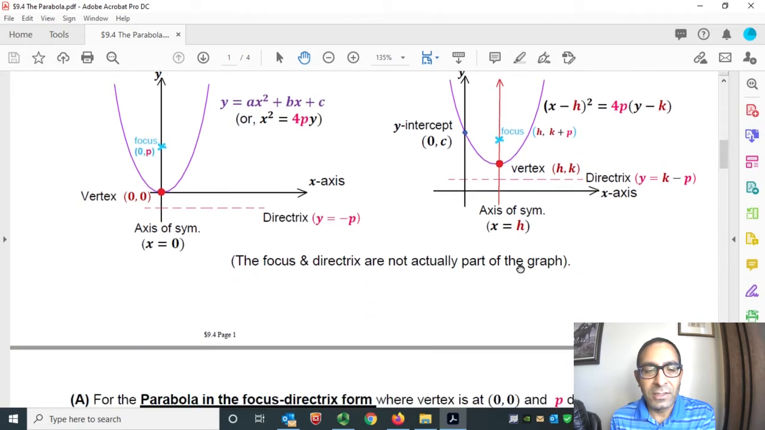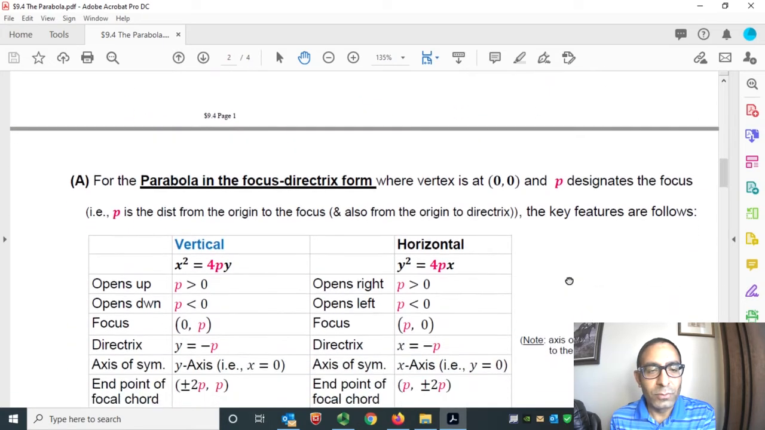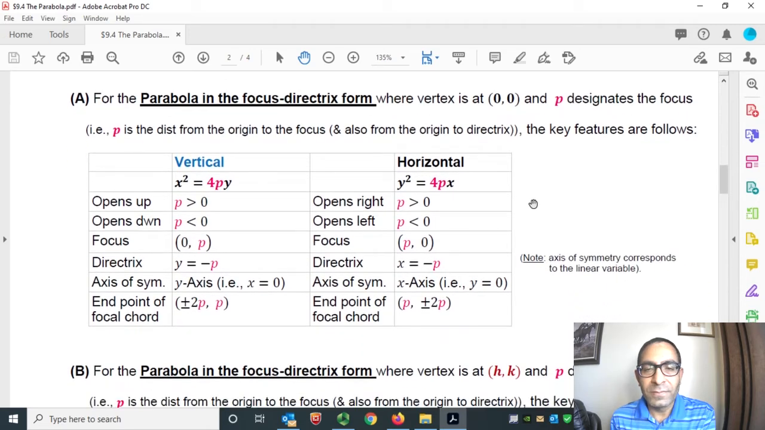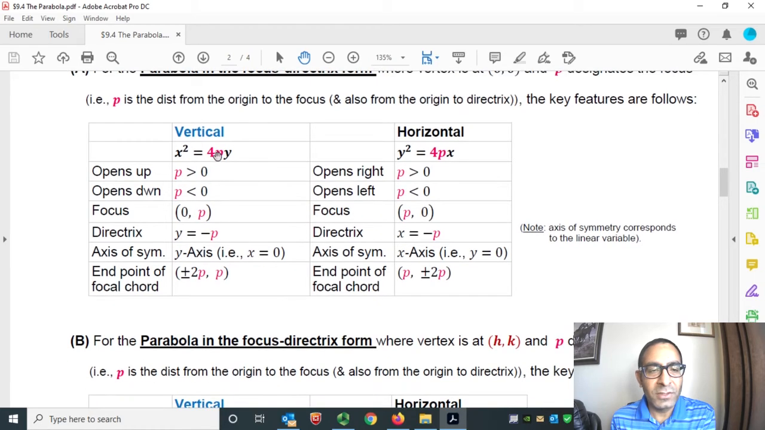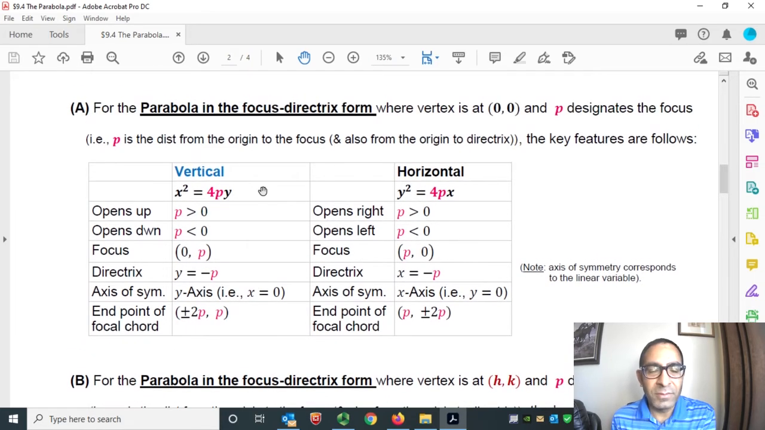So next, for the parabola in focus-directrix form, where the vertex is at the origin and p designates the focus, the key features are as follows. The vertical parabola in focus-directrix form can be written as x squared equals 4py. This parabola opens up if p is positive, and opens down if p is negative. The focus lies at the point (0, p). The directrix is y equals negative p.